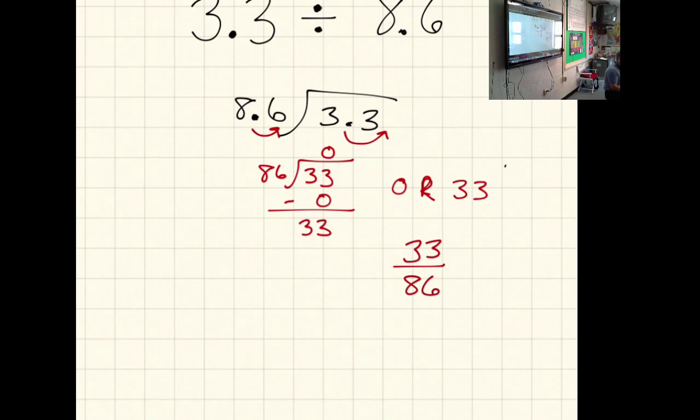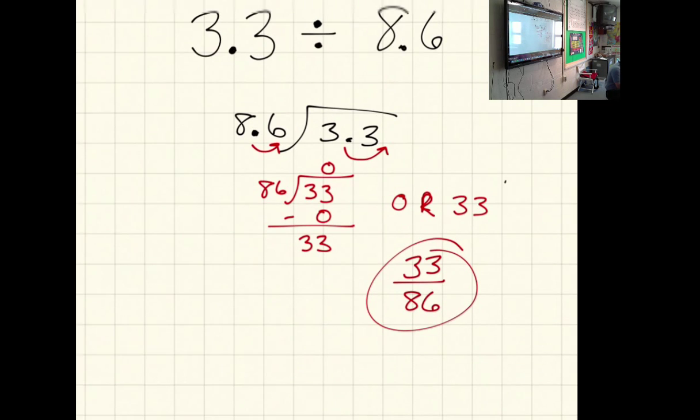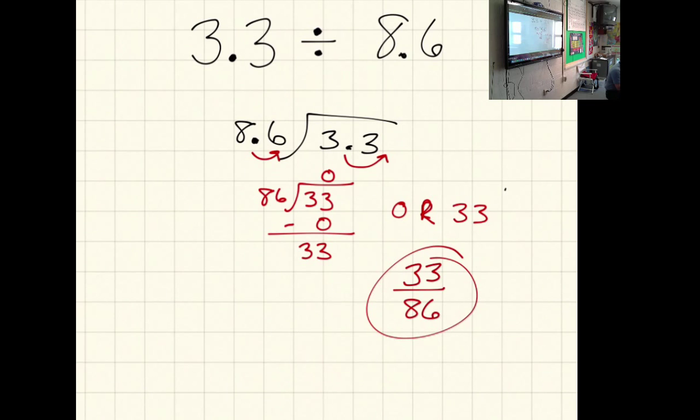Actually, Braden's correct. It can't be. It doesn't necessarily mean even and odd, but the only things that really go into 33 are 3 and 11. 3 and 11 do not go into 86. So therefore, this is the answer: 33 over 86. You could say 0 and 33 over 86, or it's just 33 over 86.